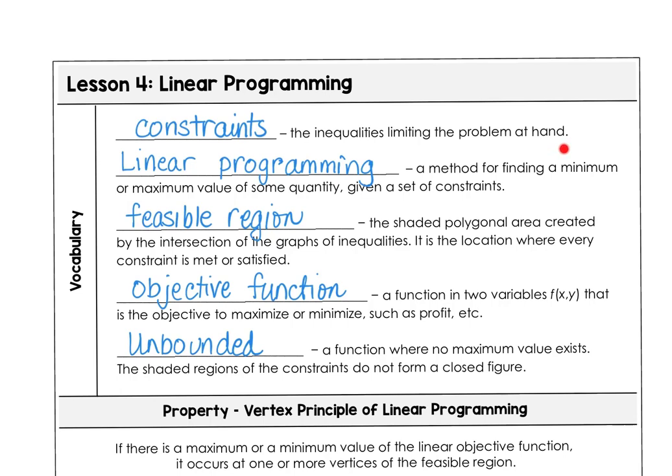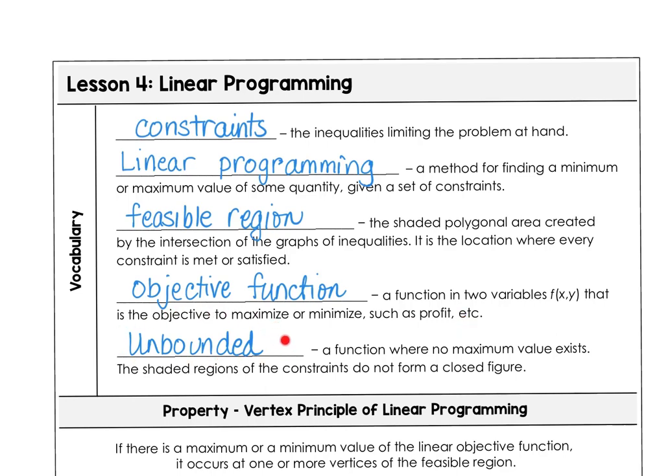We're going to find a feasible region, and a feasible region is a shaded polygon created by the intersection of graphs of inequalities. So it's going to look like a system of inequalities when we solve linear programming questions. And then we're going to be given an objective function. It'll be a function in two variables, both x and y. And that objective function will give us maximum and minimum values. It's used in business, like profit from sales and such.